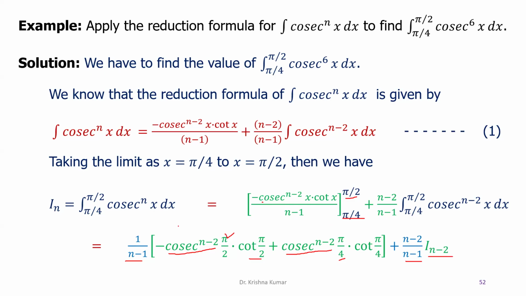Now we know that cosec pi by 2 is 1 upon sine pi by 2, or 1 upon sine 90, which is equal to 1. Cot pi by 2 is cos pi by 2 upon sine pi by 2. Cos pi by 2 is 0 and sine pi by 2 is 1, so 0 upon 1 is 0. So its value is 1 into 0, which is 0. The first part is 0. The second part is cosec pi by 4. We know that sine pi by 4 is 1 upon root 2, so cosec pi by 4 is root 2. So root 2 to the power n minus 2 into cot pi by 4, and cot 45 is 1.